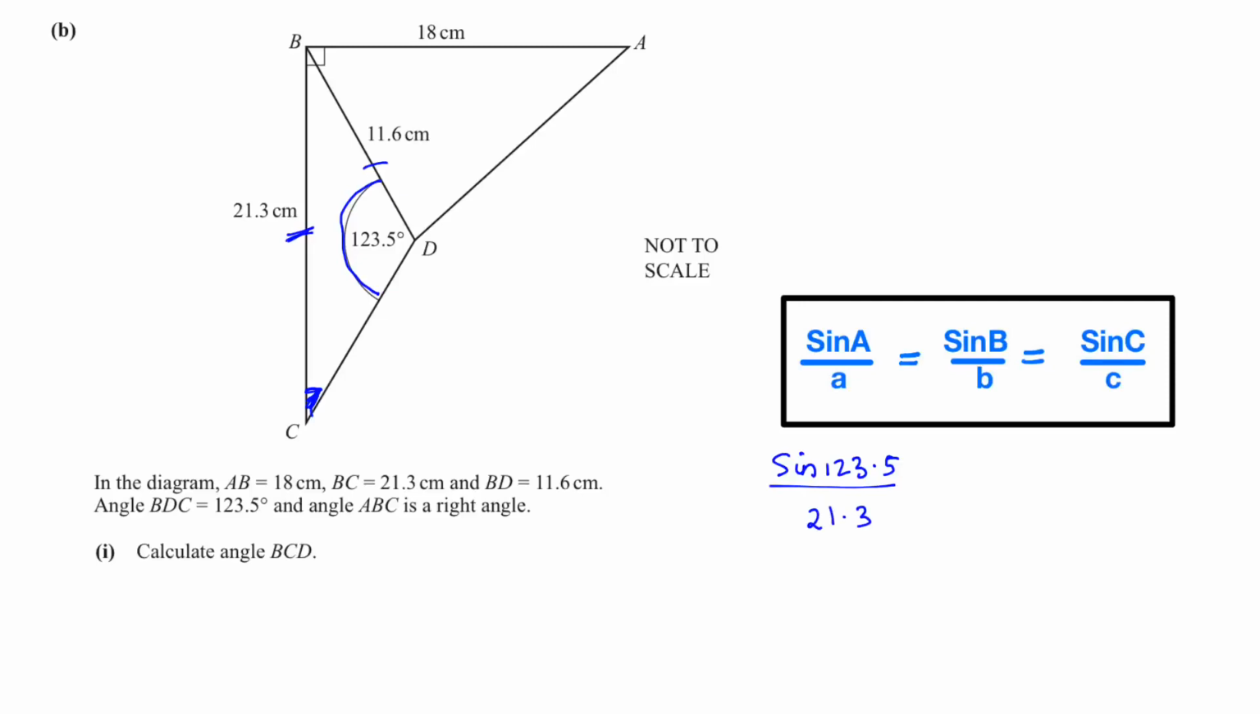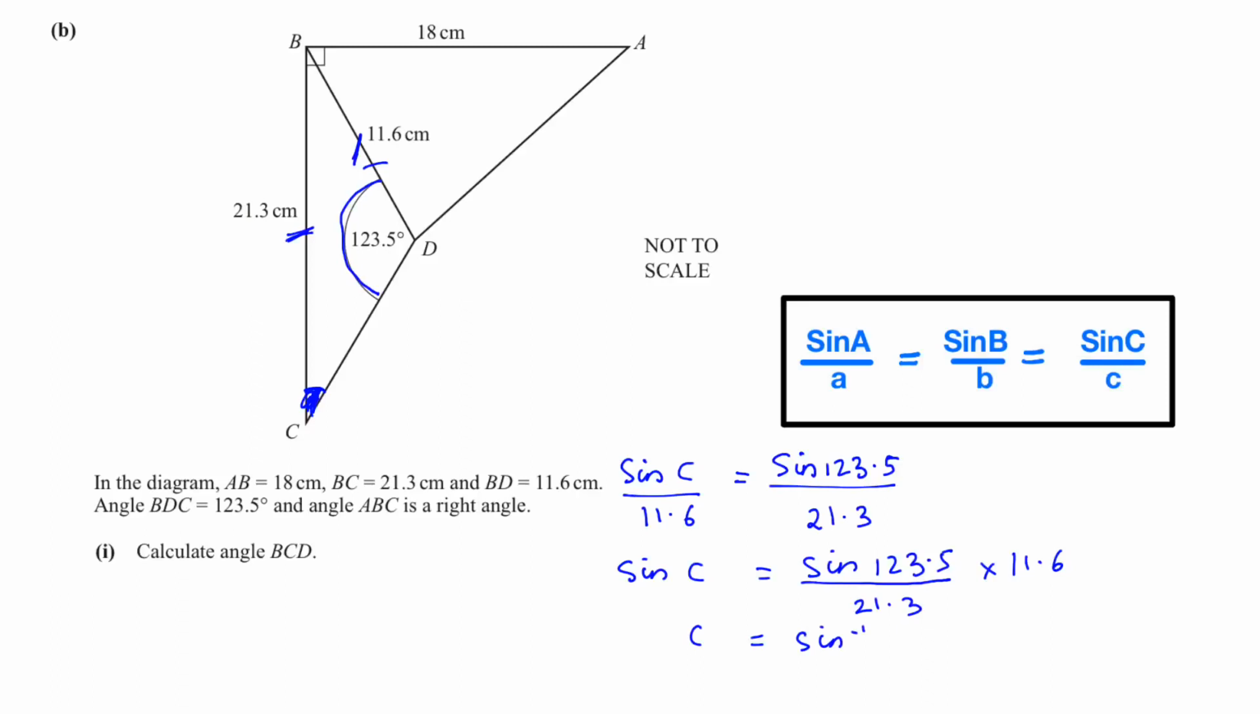And you want to find sine C, the angle C. So we'll write it as sine C. And the side opposite the angle C is 11.6. Therefore, sine C is equal to sine 123.5 over 21.3 times 11.6. C is equal to sine inverse. You can put the whole thing in the calculator in one go.